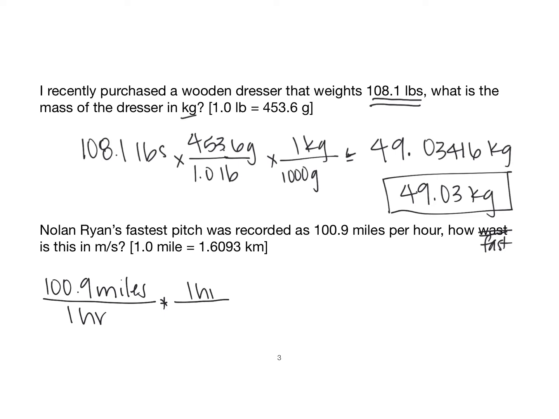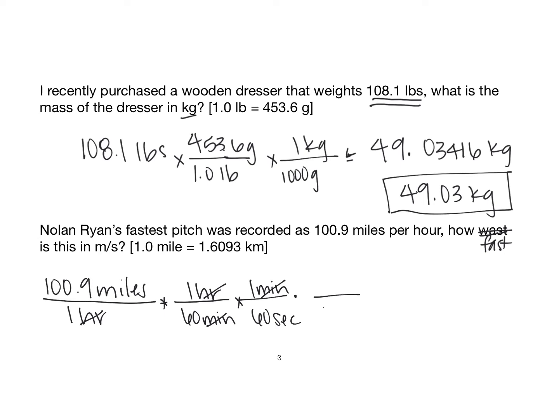So in 1 hour, there are 60 minutes. In 1 minute, there are 60 seconds. When we look at this, you'll notice that I'm writing out all the units over and over again. This allows us to make sure that the right units are canceling out. So from here, the hours have canceled, the minutes have canceled. So our value, if we plug this into our calculator, is in miles per second. But it was asked for meters per second.